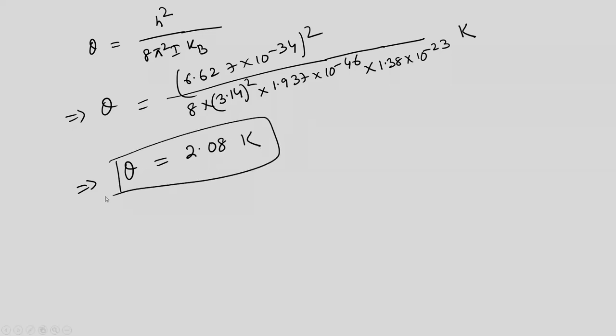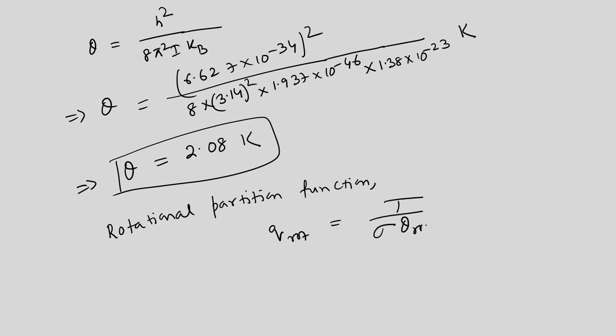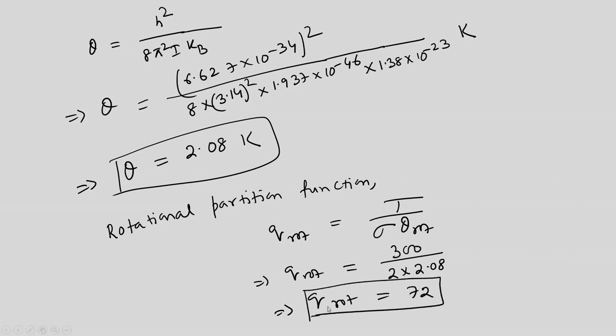So, this is the value of rotational temperature, and rotational partition function Q rotational is T by sigma times theta rotational. So, temperature is 300 Kelvin, sigma is 2 and theta is 2.08. So, you get Q rotational is 72. Okay, so, this is the value of rotational partition function.